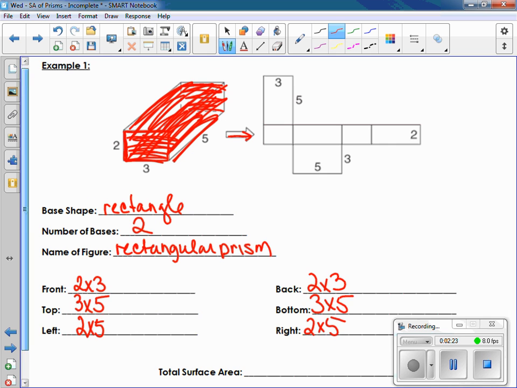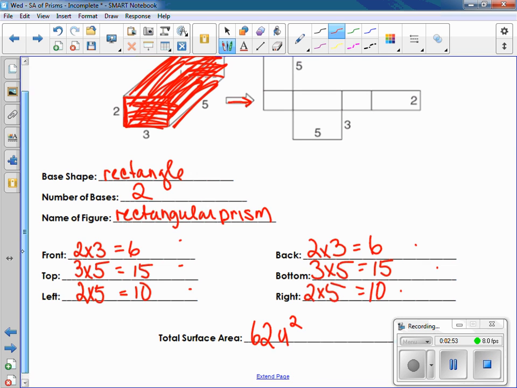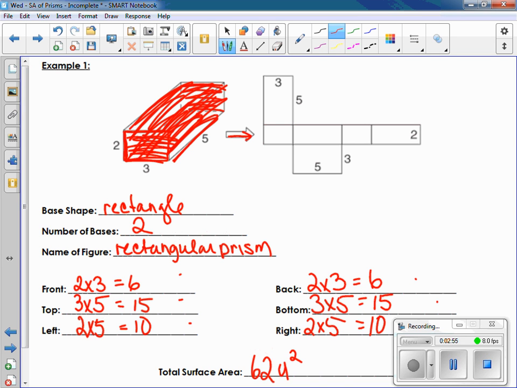So once we find all those areas, we're going to add them together. So 2 times 3 is 6, 15, 10. These are also 6, 15, and 10. So 10 and 10 is 20. 15 and 15 is 30. So now we're up to 20 and 30, which is 50. And that's 12, so 62. So we are at 62, and this is units squared. That's how you're going to find total surface area. It's just finding all those sides and adding them up.